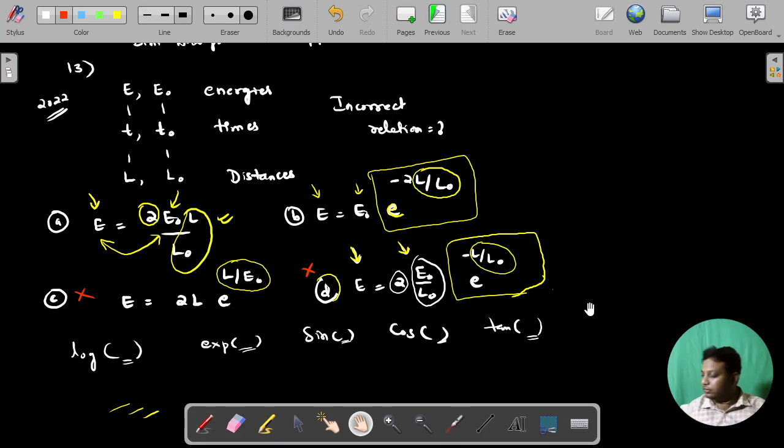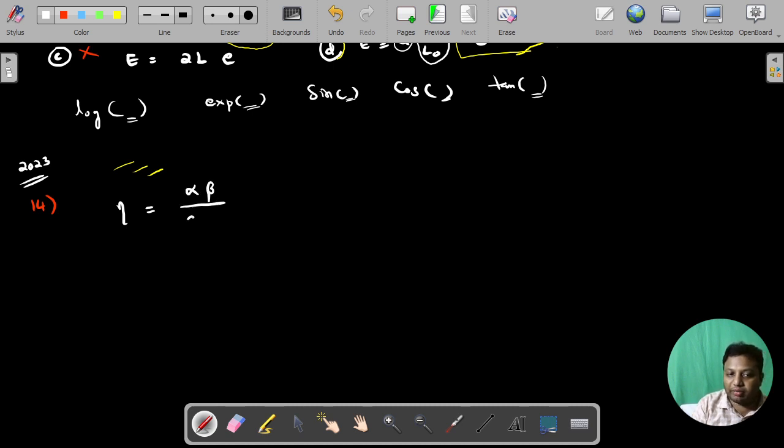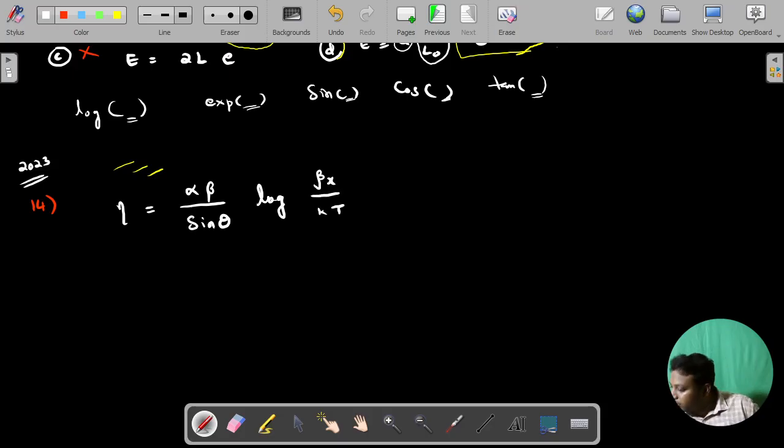Then we shall see the next question. This question was asked in the 2023 EAMCET exam. This is similar to the previous one we had discussed. Eta is given as alpha beta divided by sine theta, multiplied by logarithm of beta x divided by kT. Okay, alpha and beta are some constants.